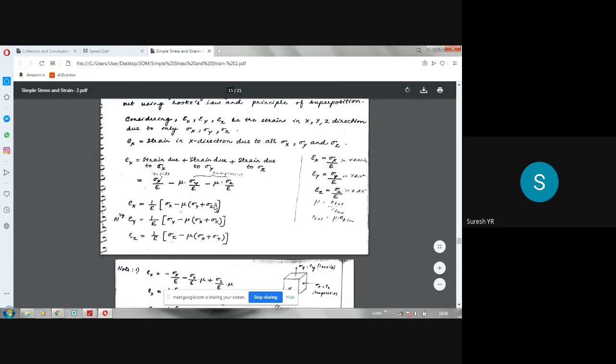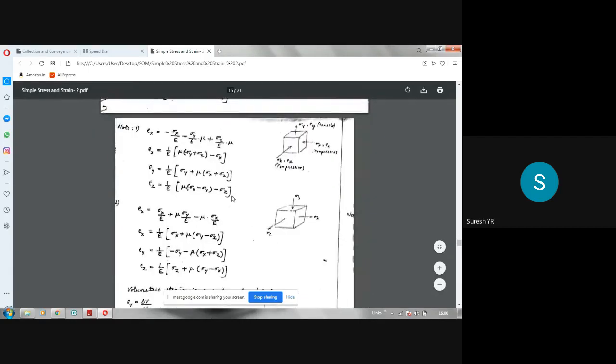Now I have taken two more examples here. Please understand here. See, here I have taken sigma x compressive, sigma y tensile, sigma z compressive. So I have written here tensile, compressive, compressive. Towards the block, if you take the arrow, it is compressive. Away from the block, if you take the arrow, it is tensile.